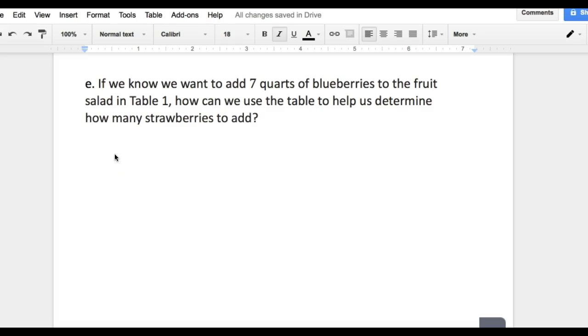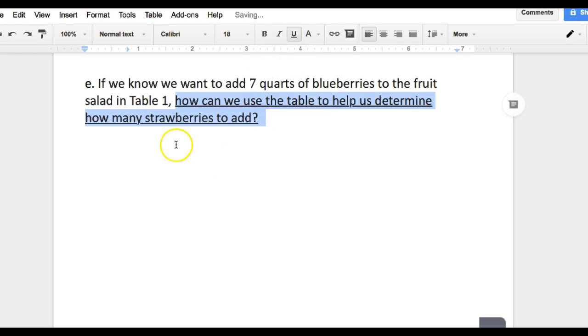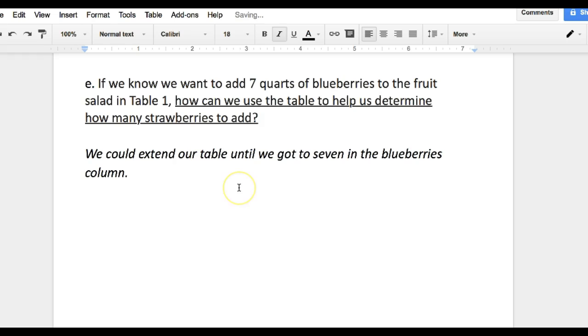Now the key to this one was what the question was asking us to find, because I bet many of you just wanted to tell me how many strawberries we would need to add. But that is not the question. The question said, how can we use a table to help us determine how many strawberries to add? And the way we use the table is by extending it until we get to 7 in the blueberries column.